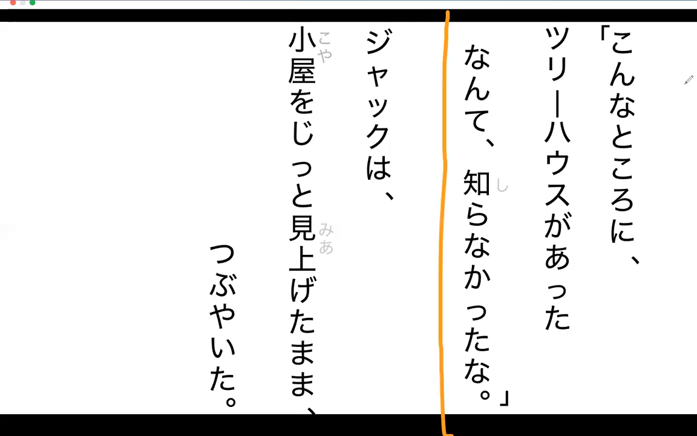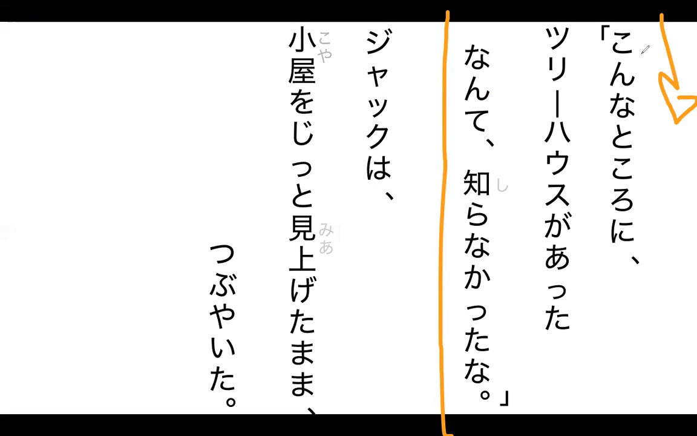And next is this sentence. Konna tokoro ni tree house ga atta. Nante shiranakatta na. That's hard to say. Do you know what shiru, the verb that's being used here, normally means? Shiru is not white, that's shiro. So now we have shiranai, I don't know. So shiranakatta has ta at the end of it, telling us what? I didn't know. Exactly. Perfect.